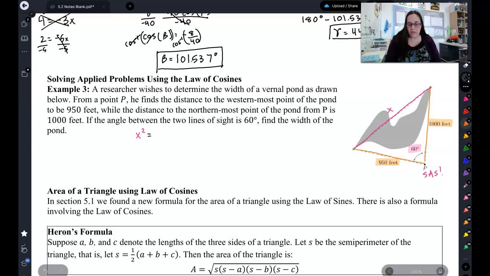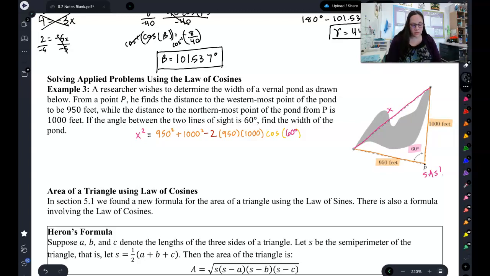Next, for the law of cosines pattern, I put the other 2 sides squared and added together. Then I have minus 2. Repeat those 2 sides. Then I have cosine of the angle that is across from that side. So that would be 60 degrees.